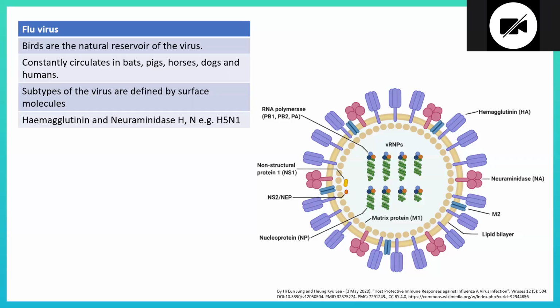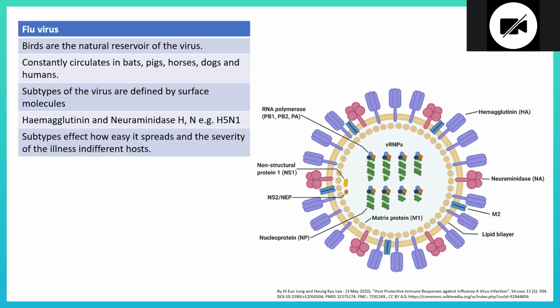And the scientists over there are concerned, almost in a panic state. If you speak to them, they are very worried about the lack of observation of this strain. So these different subtypes, H5N1 is a subtype. It affects how easily it spreads. It affects the severity of the illness in different hosts as well.